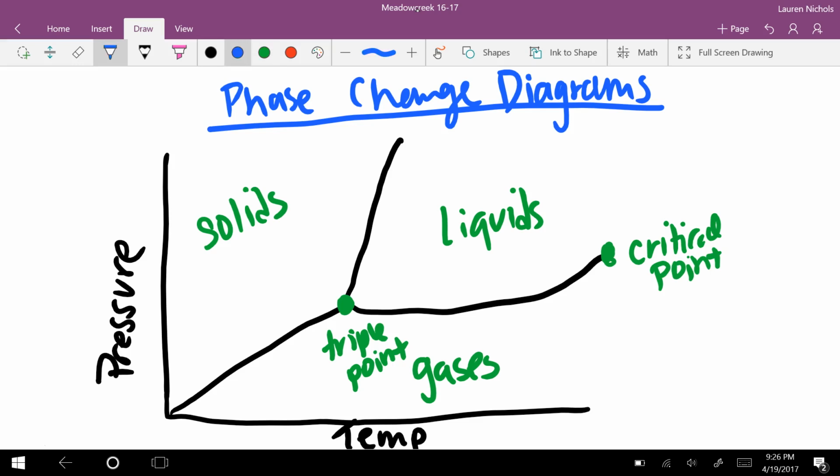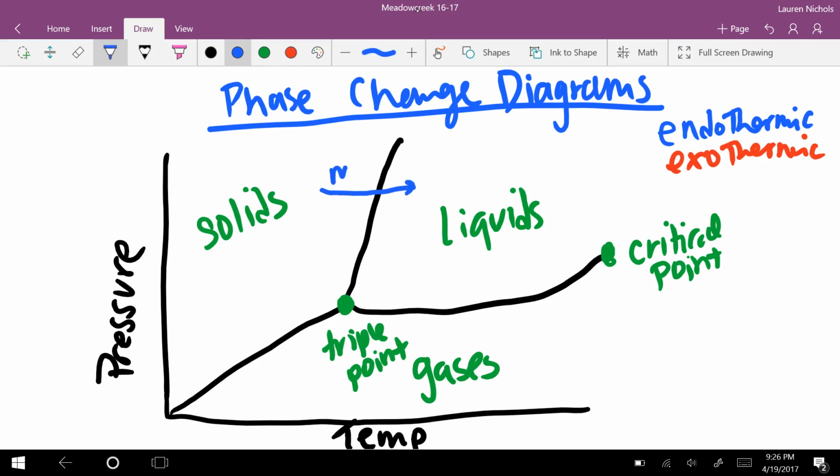And blue is going to be endothermic. Red is going to be exothermic. In order to go from a solid to a liquid, you have to put energy into it. And so melting is endothermic, while freezing is exothermic.